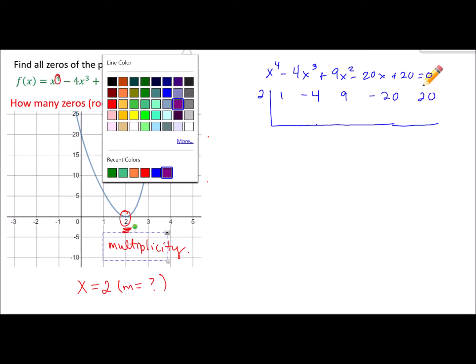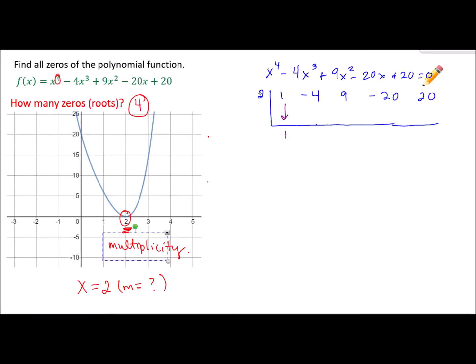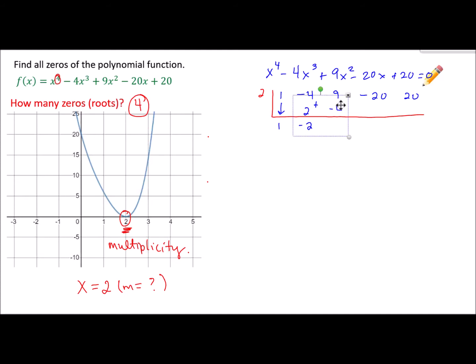Okay, here comes the process. Bring down, multiply. Need to make more room. All right, bring down that 1, multiply diagonally right above, and add down. Same process. And we've got 5. Keep going.